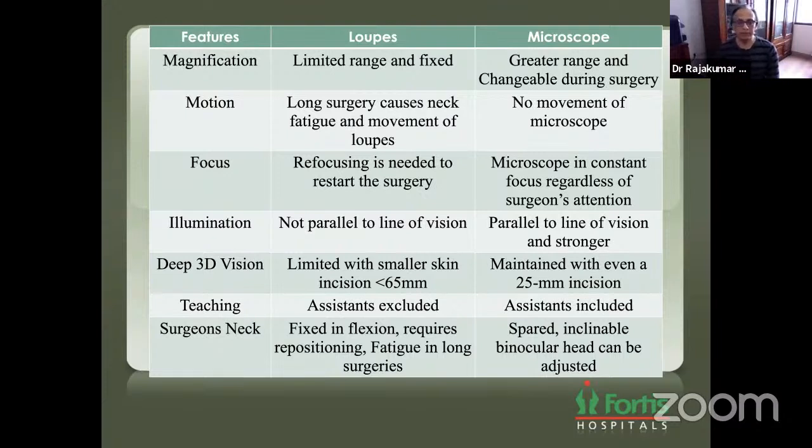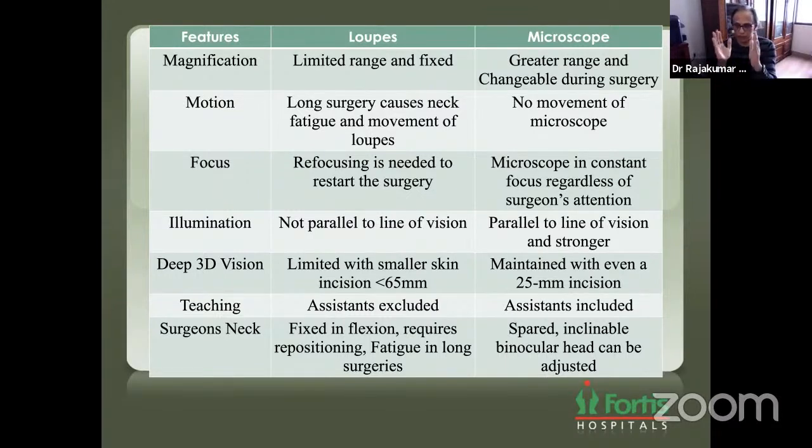Obviously, both get 3D vision because you're using two parallel visual axes, and the brain beautifully combines both of them to make a 3D vision. One of the difficulties of a loupe is you can't teach very well to associates, because the associate can't see what you're doing, and what they see and what you're seeing may not be the same.